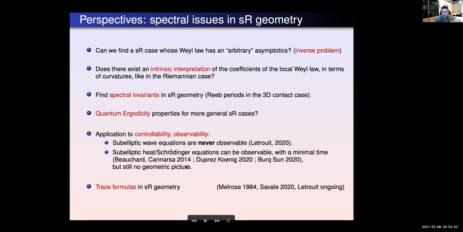Such geometric pictures do exist in the Riemannian case. I'm thinking about the famous geometric control condition by Bardos, Lebeau, and Rauch, which is very well known. But this kind of consideration still does not exist in the sub-elliptic setting, and this is probably also one of the most exciting issues that we would like to investigate in the future. Okay, I will stop here, and I thank you very much for your attention.